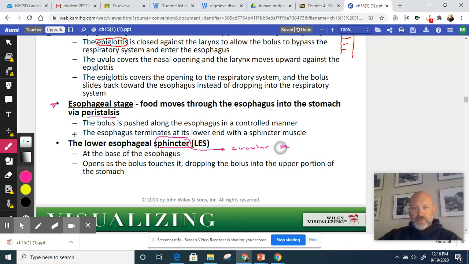Circular muscle. So as the food comes down, at the base of the esophagus is the lower esophageal sphincter muscle that will relax, allowing the bolus to enter into the stomach. And after the food drains into the stomach, the muscle will contract, and that prevents the food from coming back from the stomach up into the esophagus.